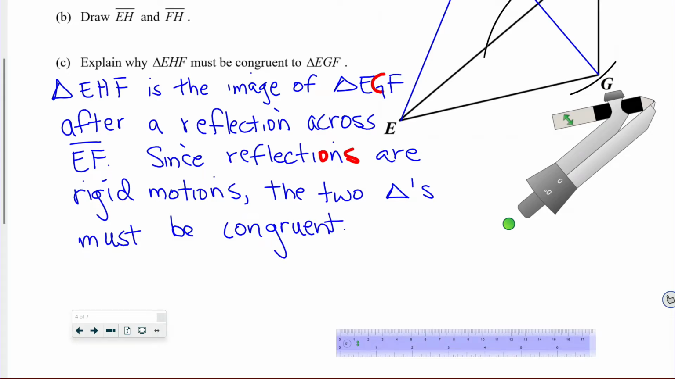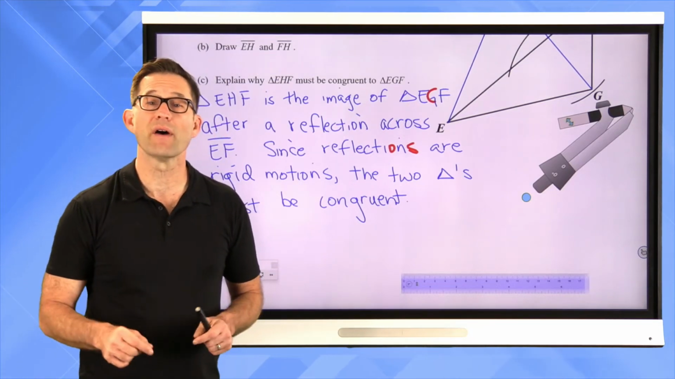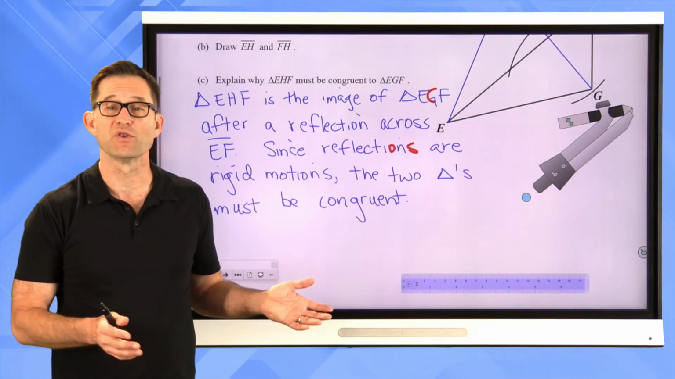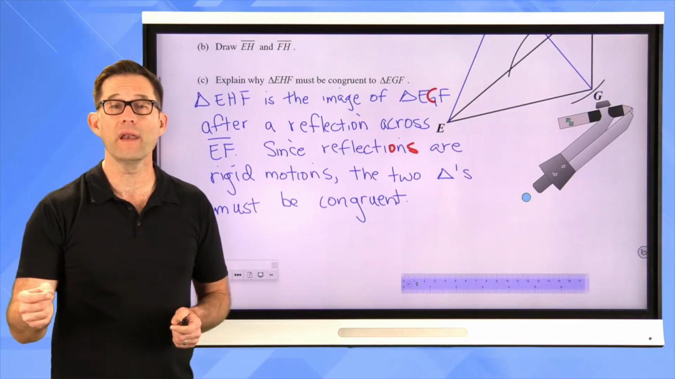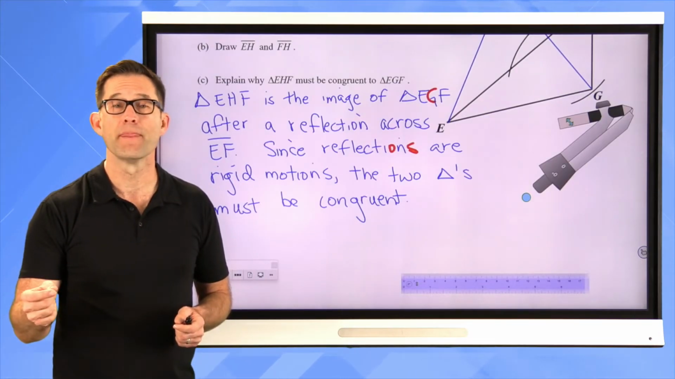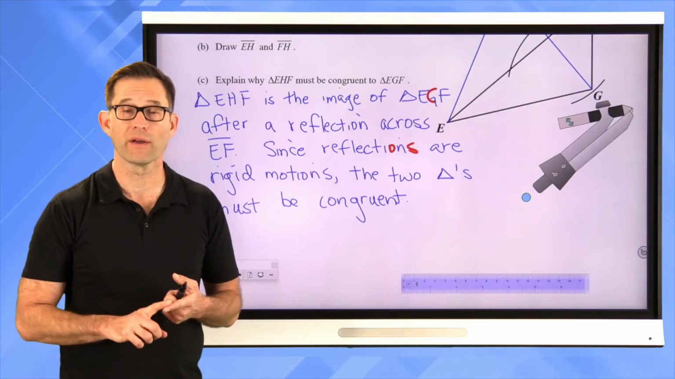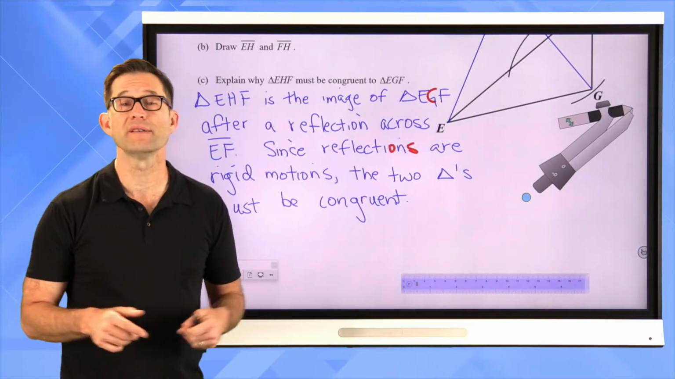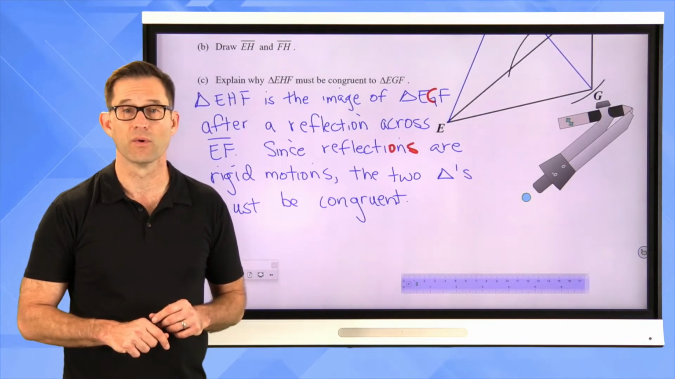All right, that's it, right? So EHF is the image of EGF after a reflection across segment EF. Since reflections are rigid motions, the two triangles must be congruent. Anytime one geometric figure can be mapped onto another geometric figure using either a reflection, a translation, or a rotation, right, our three basic rigid motions, then those two geometric objects must be congruent.